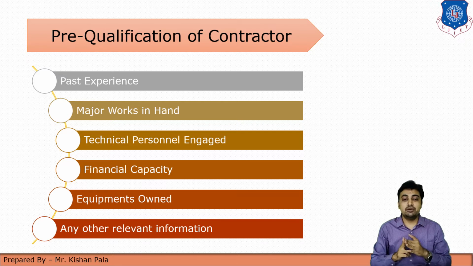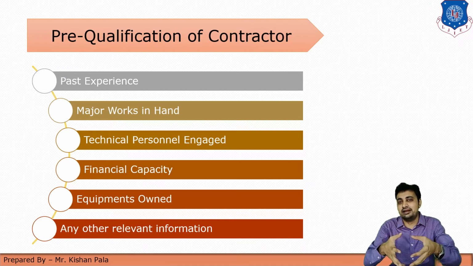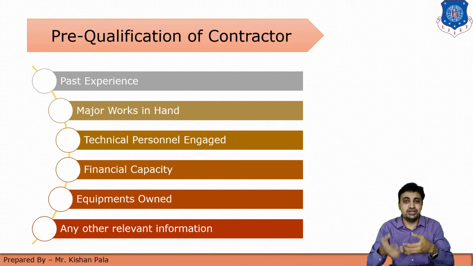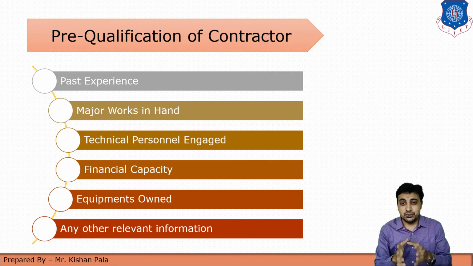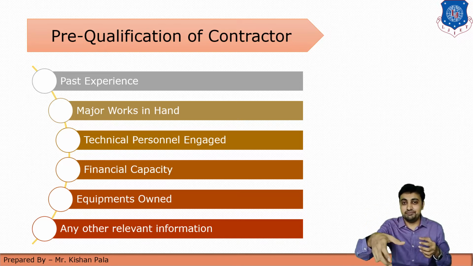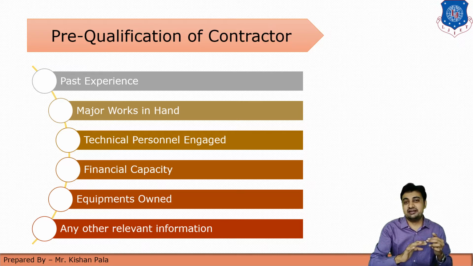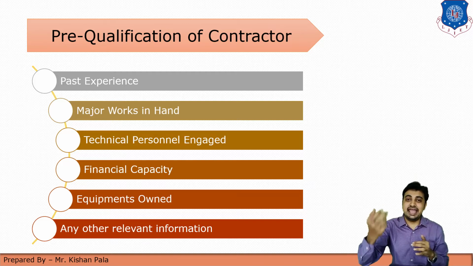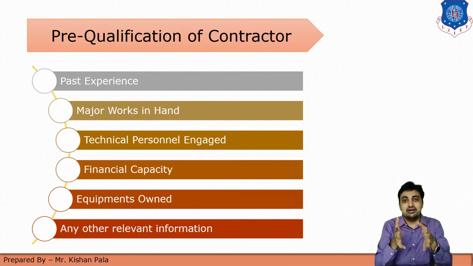Second one is major works in hand. Generally, contractors participate in different bidding processes, and sometimes a contractor has a number of works which they are doing. So the client or owner will ask how many works are going on by that firm. If so many contracts are going on for a particular firm, the client may judge that the contractor will not do this particular work, because the contractor is already engaged in different works.